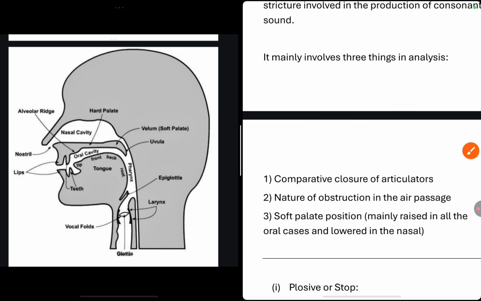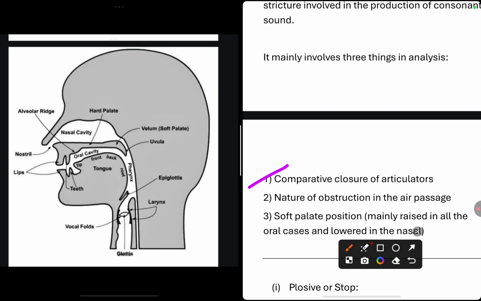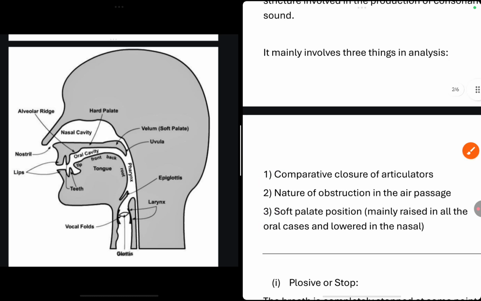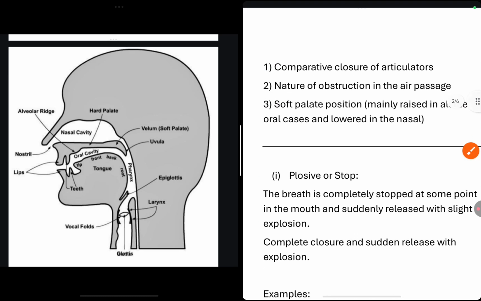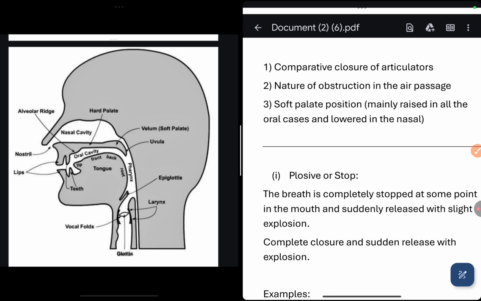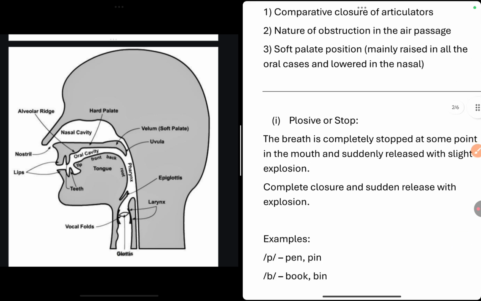So you have to just remember the 3 things checked in the manner of articulation: comparative closure of articulators, nature of obstruction, meaning which kind of obstruction is produced, partial or full, and whether the soft palate is lowered or raised. So this is all about manner of articulation. Now we are going to see the consonant sounds which are divided on the basis of categories.